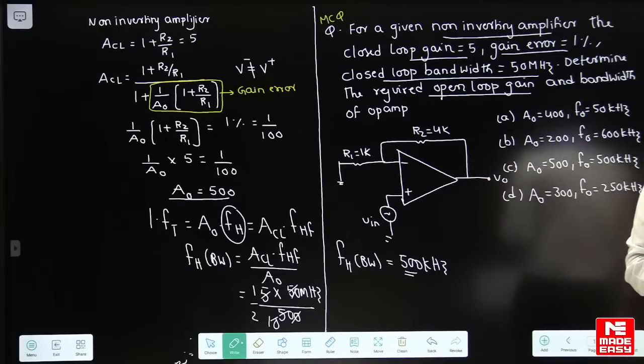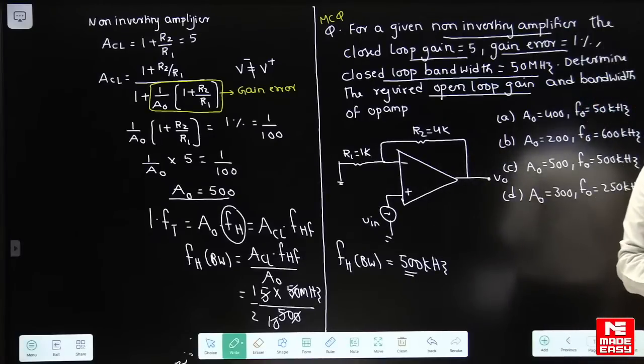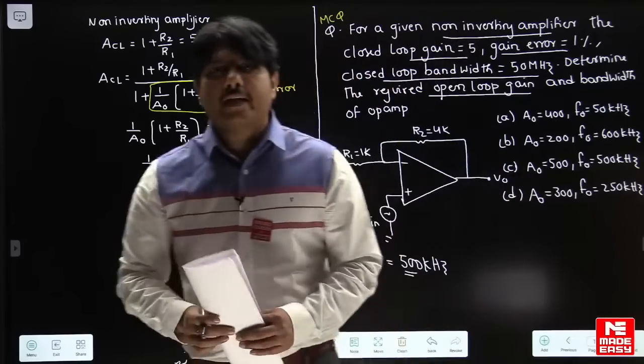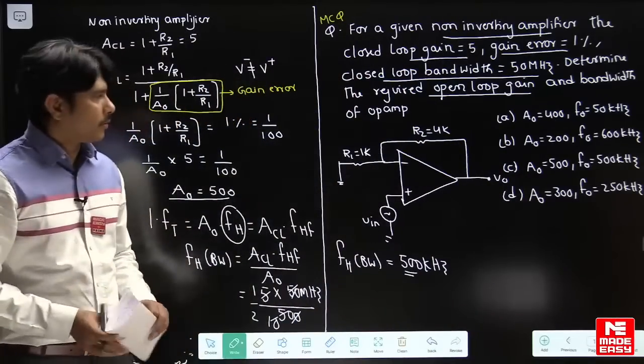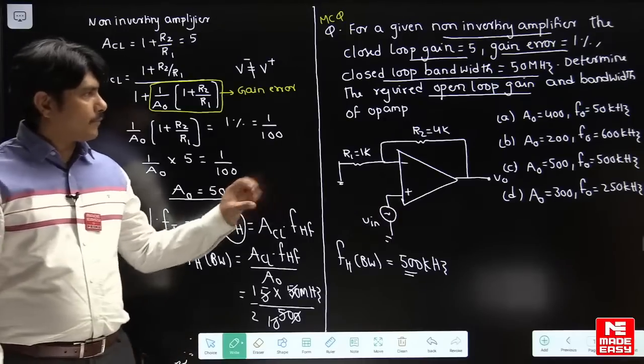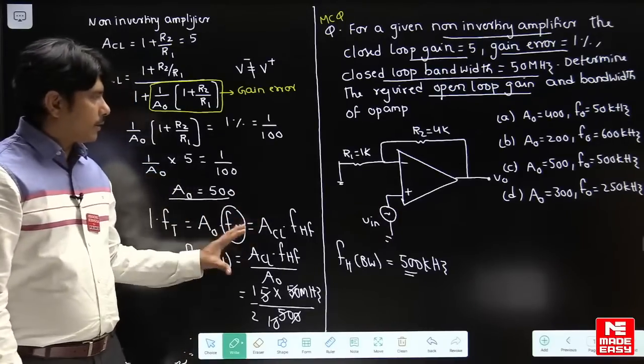Yeah, G1, yes, correct. We can use gain bandwidth product constant. Yes, Harsh, perfect. We have to use the gain bandwidth product concept if we can apply. This is a very interesting question. Such type of questions you can expect in GATE exams. Only two logical points.